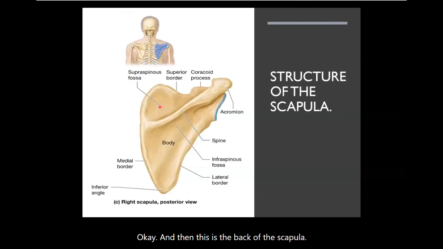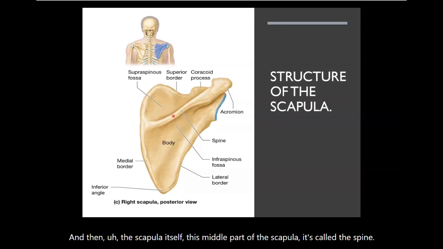And this is the back of the scapula. The middle part of the scapula is called the spine. It's divided into superior and inferior. So this is called the supraspinous fossa, and the bottom one is the infraspinous fossa, and the middle is the spine. And what is this bone here? Acromion. And what was this cavity called? Glenoid cavity. Good, good. And what is this process?